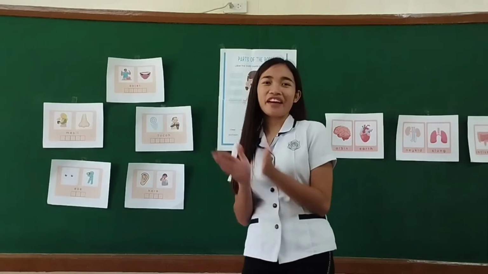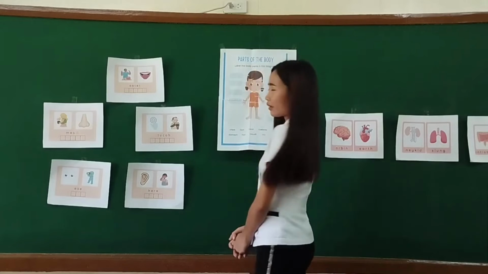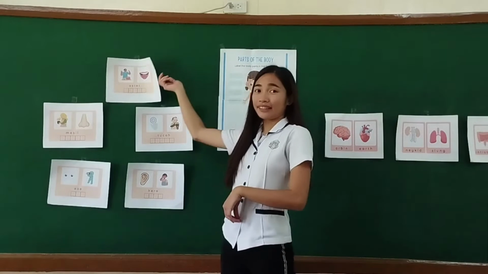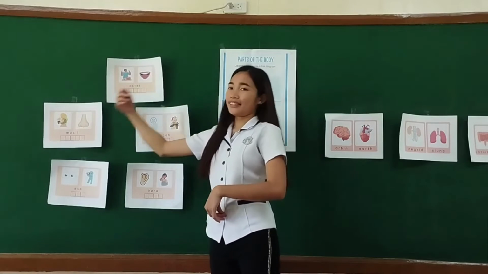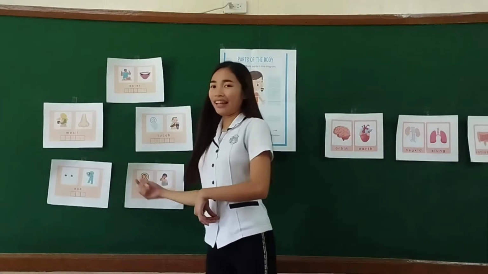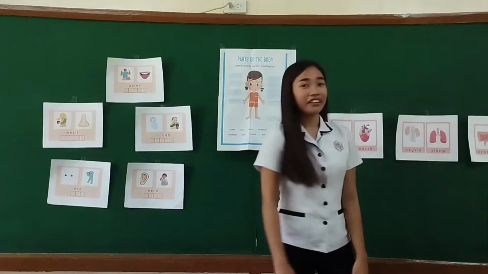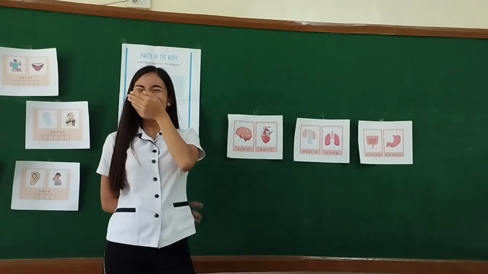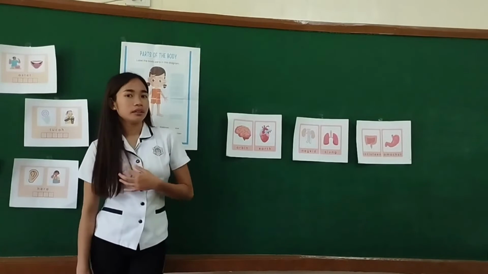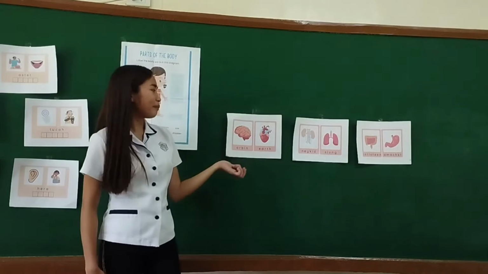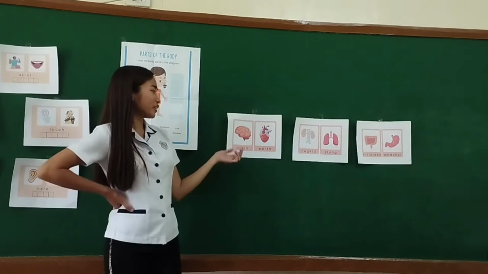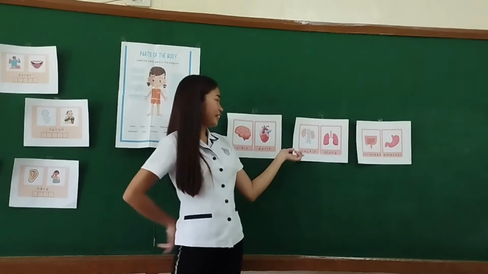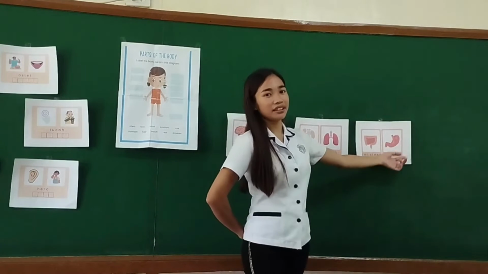Okay, very good everyone. So for today's lesson, the grade 3 students will learn about the 5 senses, which are the sense of taste, smell, touch, sight, and hearing. On the other hand, the grade 4 students will learn about the major organs, which are the brain, heart, kidney, lungs, intestine, and stomach. For grade 4, we will have a discussion about the major organs in the human body.